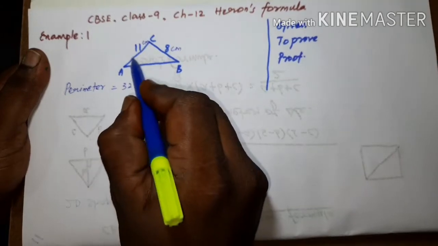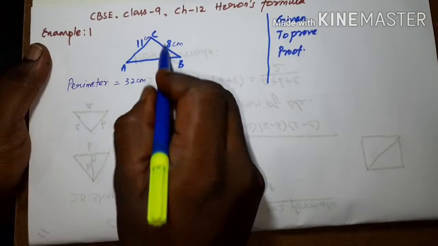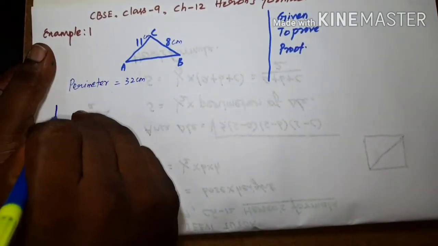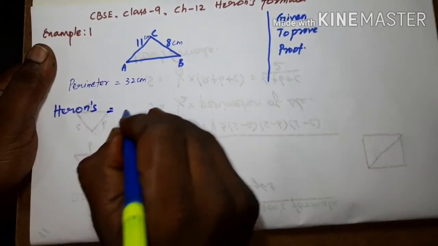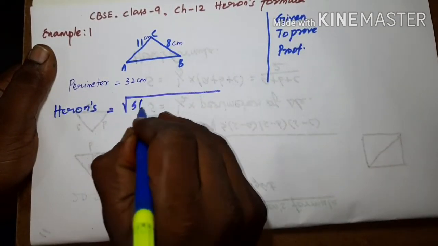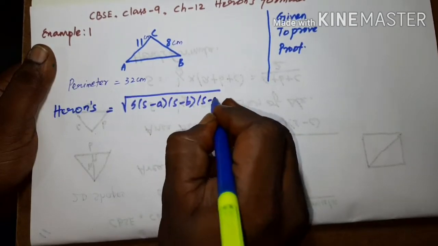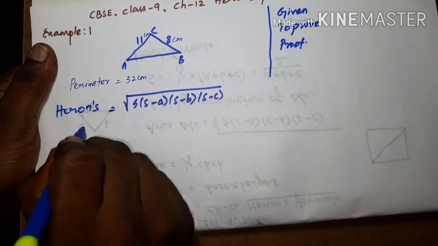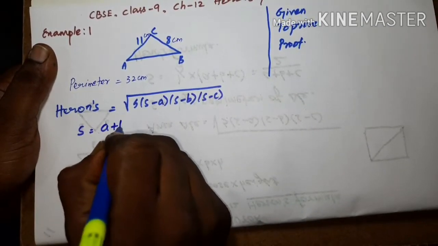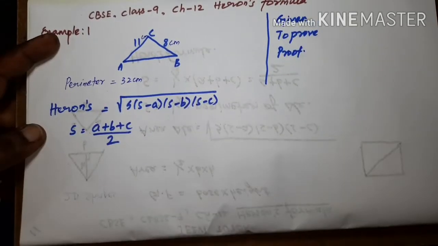In this question they have given only 2 sides values and the perimeter. Then we need to find the 3 sides values, because Heron's formula, you know that one, to find the area of a triangle is the square root of s into s minus a into s minus b into s minus c. And here s is called the semi perimeter value, s which is equal to a plus b plus c divided by 2. First we need to find the 3 sides values.